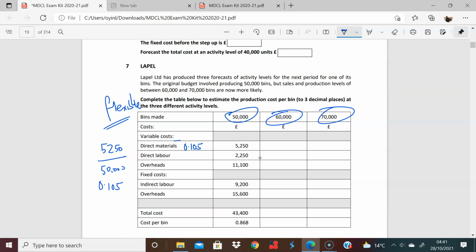I'll do the same thing for labor. For labor, it's 2,250 divided by the 50,000. Let's do that. Then that's 0.045. And then you have the overheads, which is 11,100 divided by the 50,000. And that is 0.222.